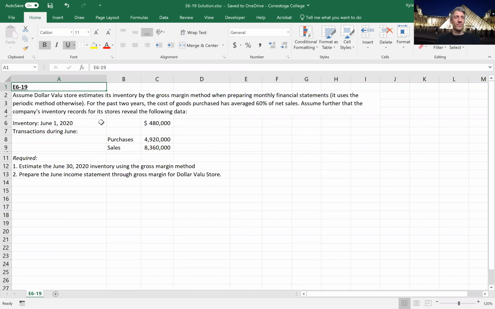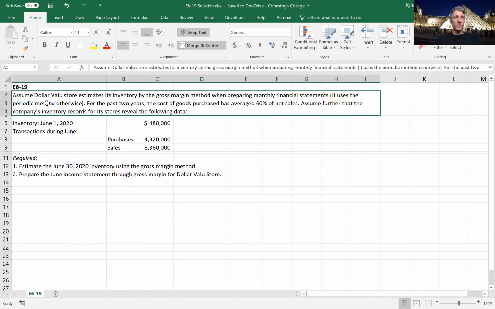This is problem E6-19 from the workbook. Let's assume Dollar Value Stores estimates its inventory by the gross margin method when preparing monthly financial statements. It uses the periodic method otherwise. For the past 2 years, the cost of goods purchased has averaged 60% of net sales, and assume further that the company's inventory records for the store reveal the following data.